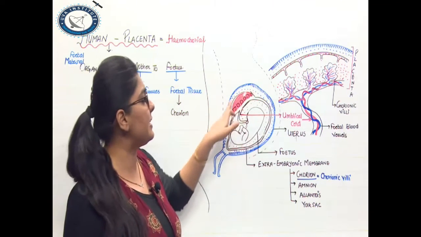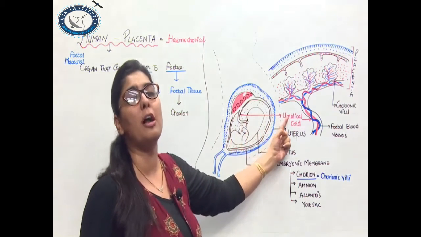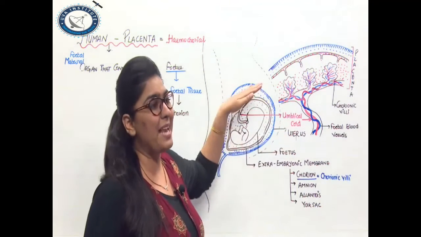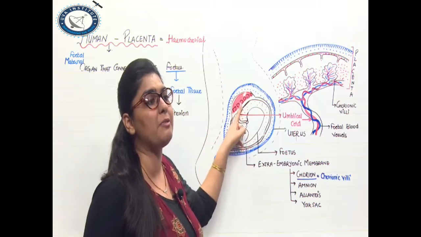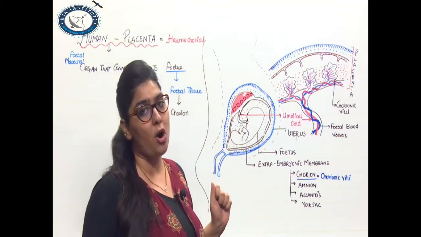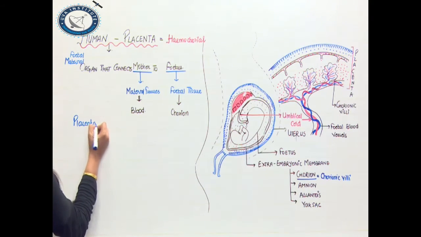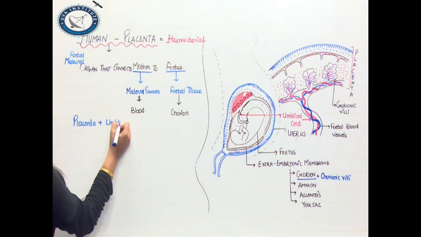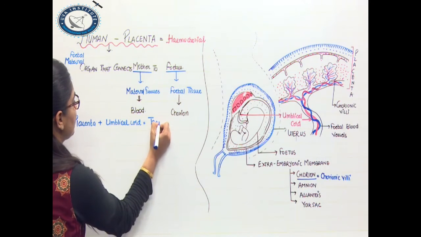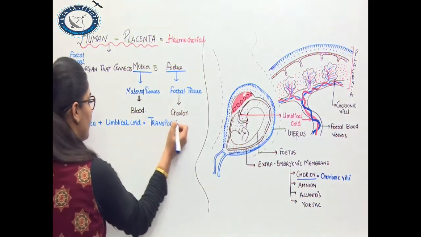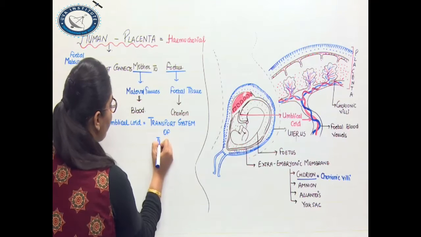Placenta is a disc-like structure which connects to the fetus with the help of a cord called umbilical cord. The placenta is not in direct contact with the fetus. It transports its material with the help of a connecting link called umbilical cord. So we say that placenta along with umbilical cord form the transport system of the fetus.